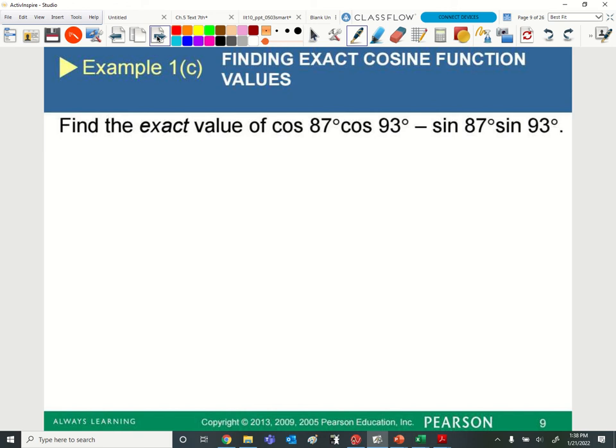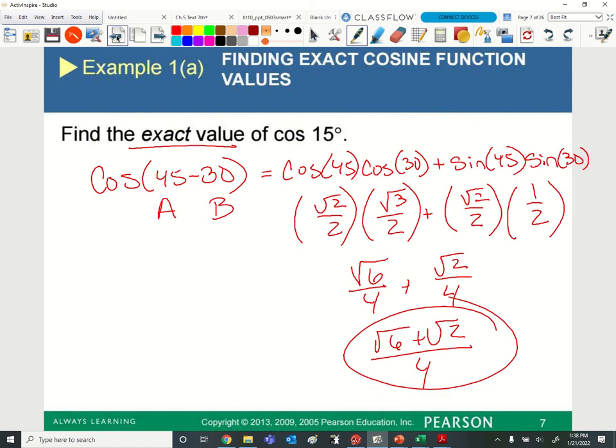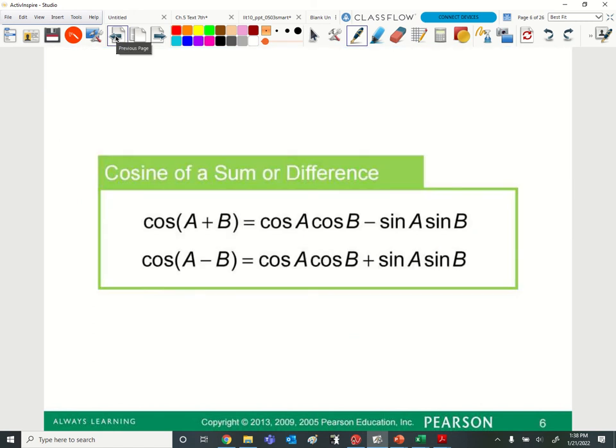So now this one is backwards. This one, if you notice, it goes cosine 87, cosine 93, minus sine 87, sine 93. Now, I'm going to go to my formula. So this time, we have the right side of the equation, right? We have the right side of the equation. So what is the left side of the equation going to look like?